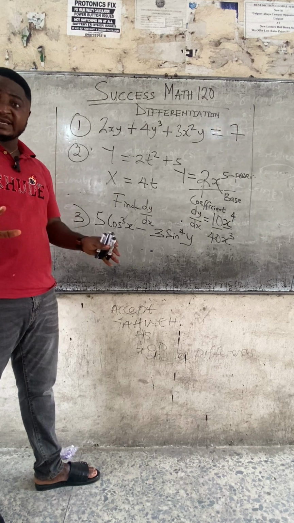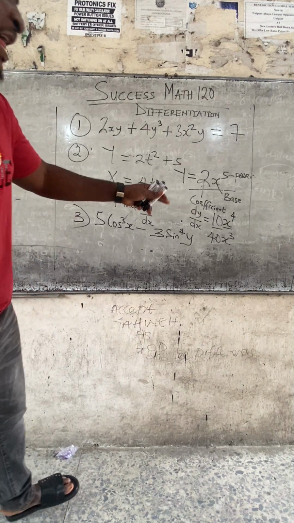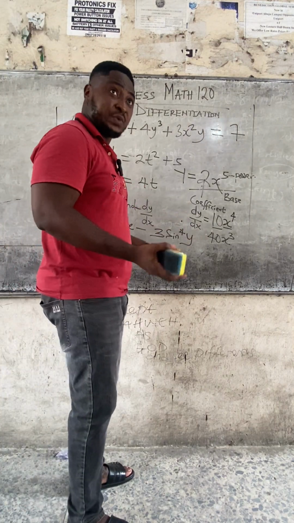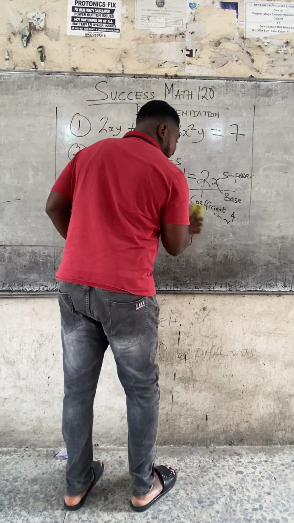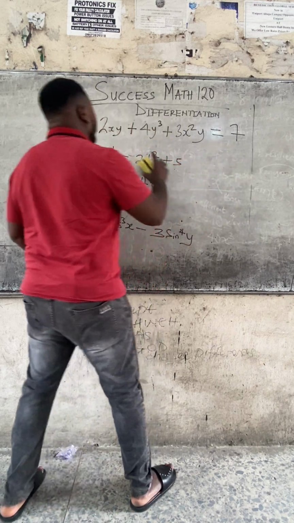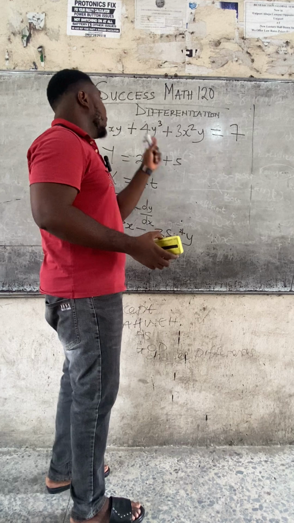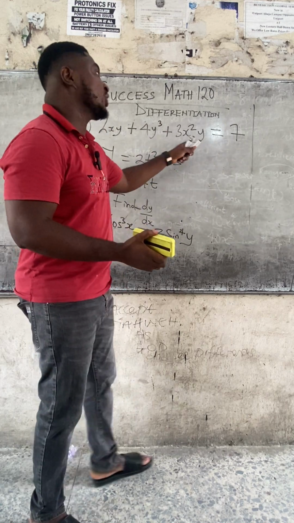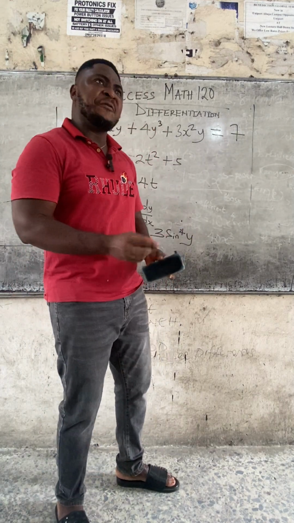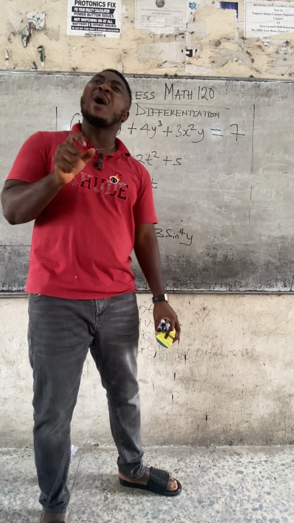Simple method of differentiation. But class, someone has learned this now and thinks he's ready for exam. No. Class, imagine learning this and they say, okay, now differentiate 2xy plus 4y raised to power 3 plus 3x squared y equals 7. Class, the way you differentiate x components is different from the way you differentiate y.